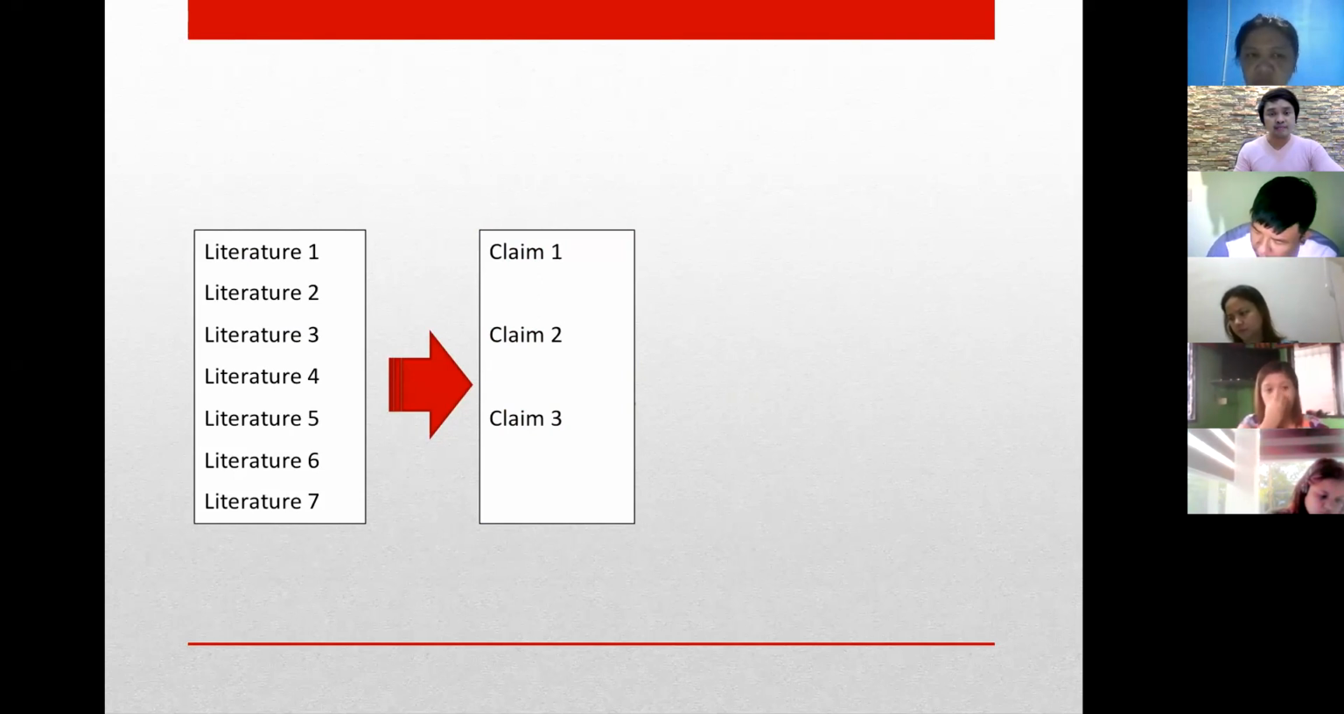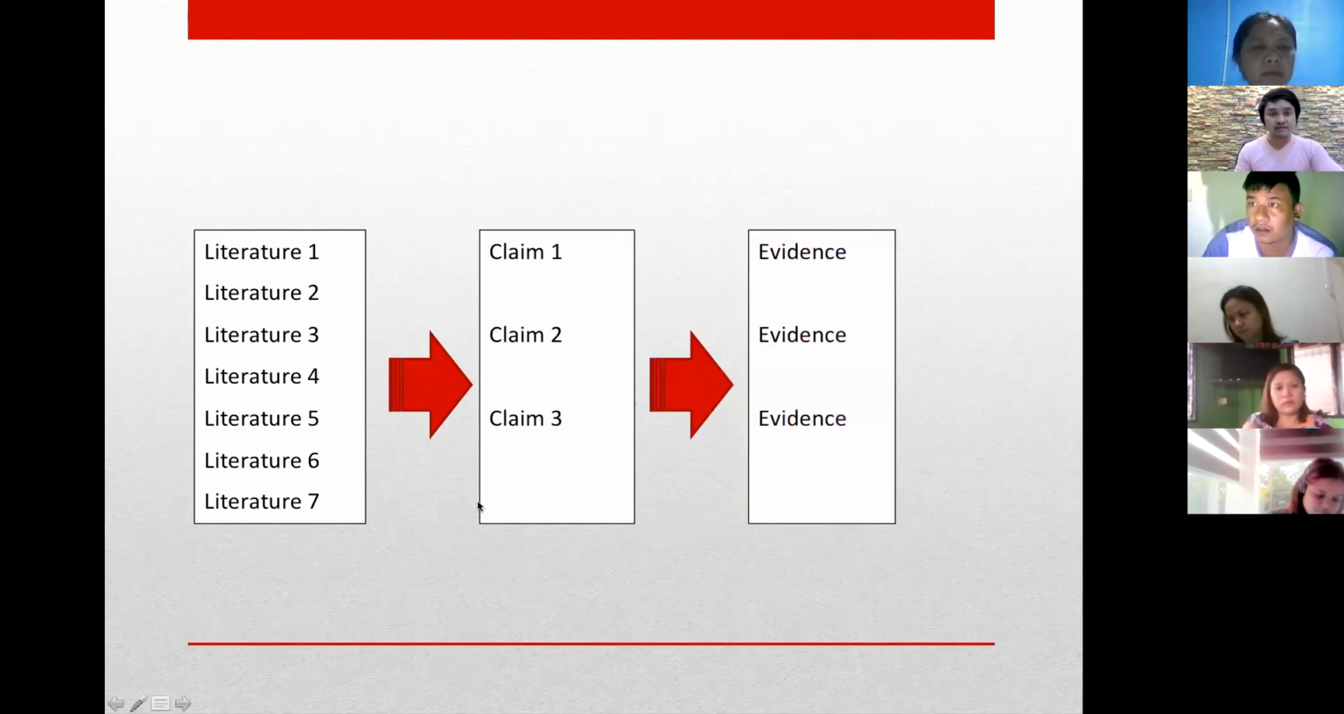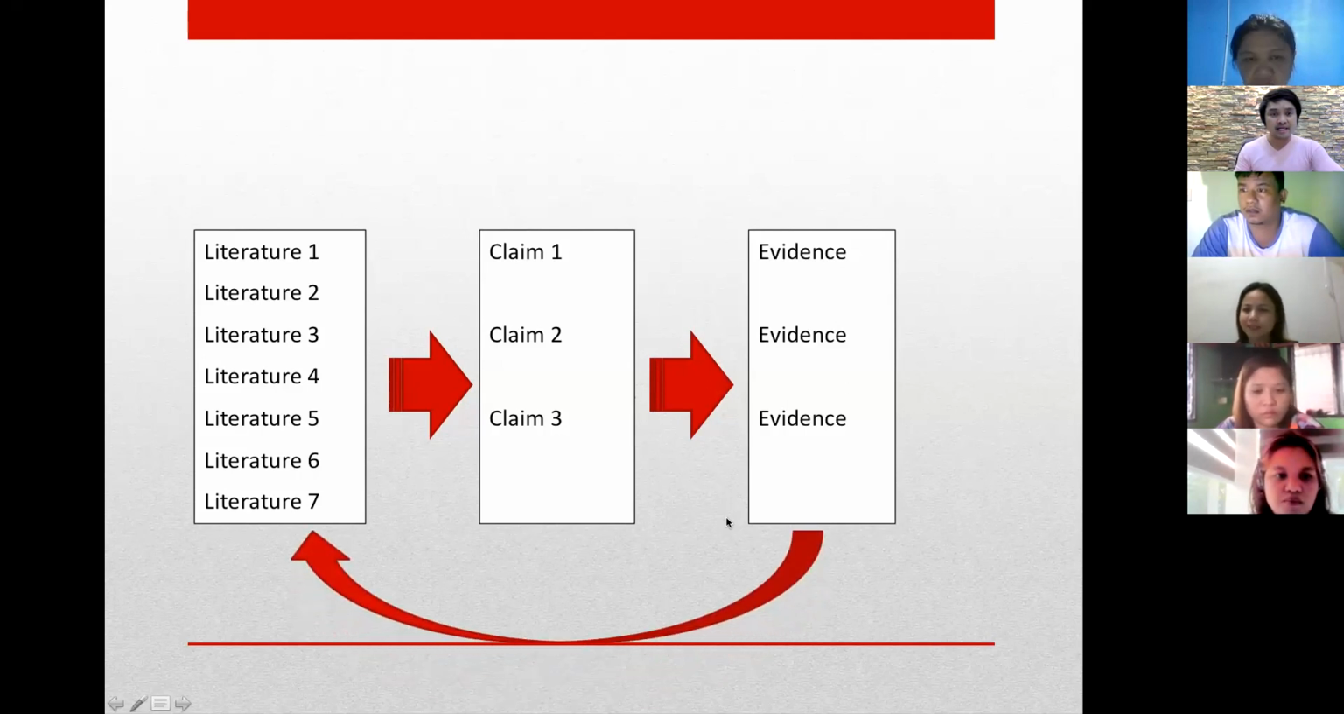No? And para masabi natin na tama yung ginagawa natin, ay according to evidence dapat siya. Evidence-based. Yung hypothesis natin ay dapat evidence-based. Yung claims natin ay evidence-based. Paano natin masasabi na evidence-based? Dapat manggagaling saan? Literature. Yun. The literature.